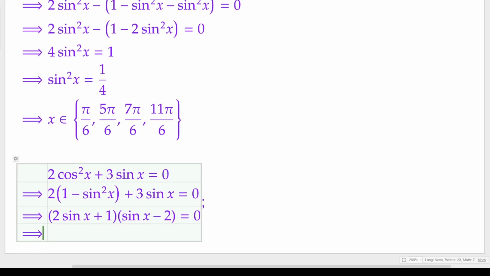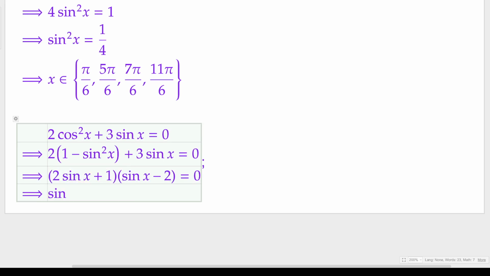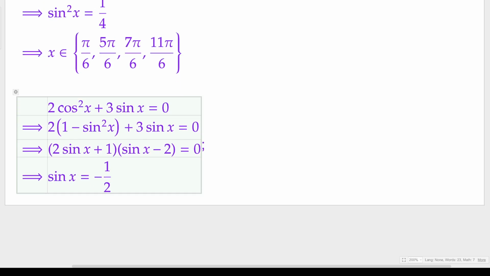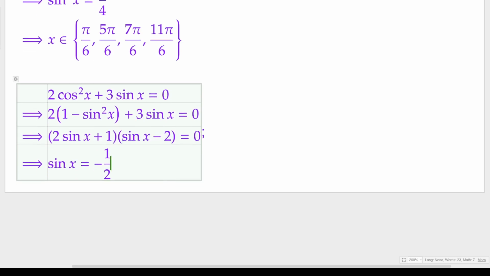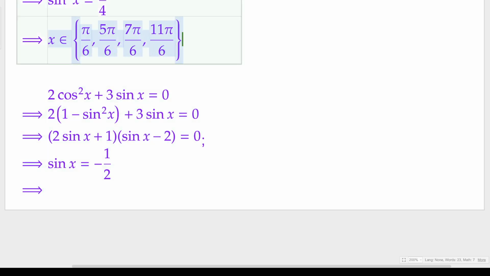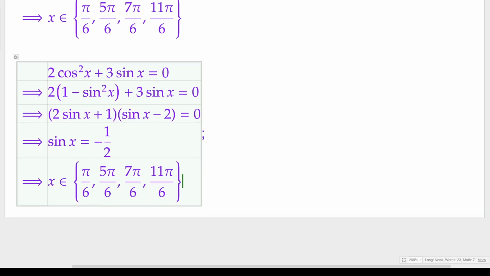Now from this we can say that sin x would be equal to negative 1 over 2, and sin x equal to 2. For real values of x we won't get sin x as 2 for any real value of x. So this part is already rejected, right? So for this negative 1 by 2, x would only accept 7 pi over 6 and then 11 pi over 6. These are the acceptable values.